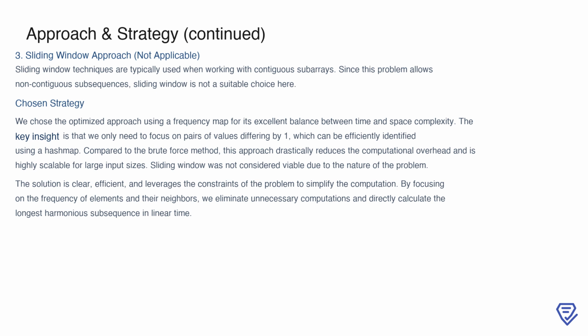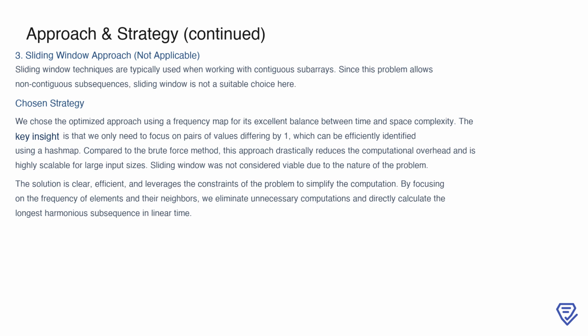Among the methods considered, we chose the optimized approach using a frequency map because it strikes the perfect balance between time and space complexity. The key insight lies in recognizing that we only need to focus on pairs of values differing by 1, and these pairs can be efficiently identified using a hash map. Compared to the brute force method, this approach eliminates unnecessary computations by leveraging the problem's constraints. It directly calculates the longest harmonious subsequence in linear time, making it both clear and efficient. By focusing on the frequency of elements and their neighbors, we achieve a scalable solution that is well suited for large input sizes.